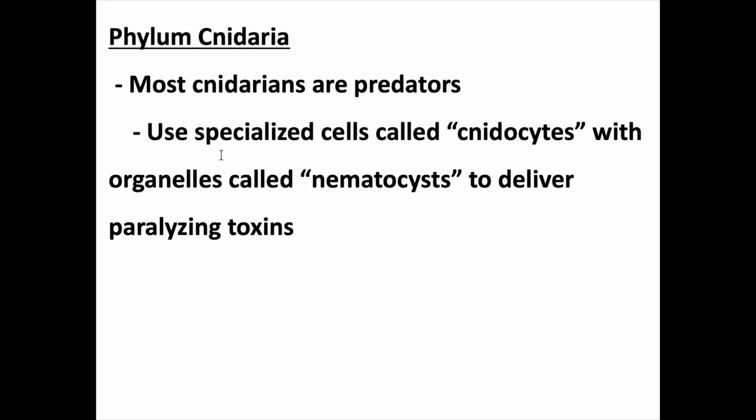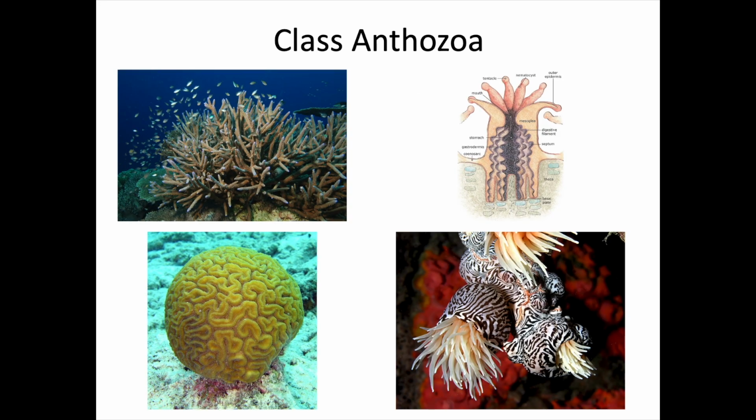So these predatory cnidarians use specialized cells. Again, the cells are called cnidocytes. The organelles are called nematocysts. Don't get those mixed up, to deliver paralyzing toxins. Okay, now this is phylum Cnidaria. In the 8 taxa we talked about on the first day of class, after phylum comes class. So let's talk about some classes within phylum Cnidaria, starting with class Anthozoa.